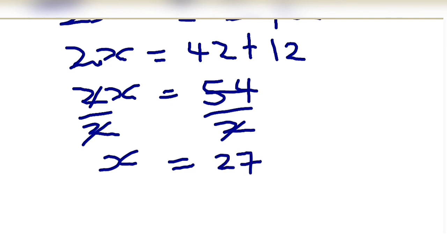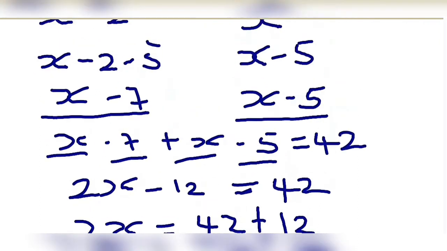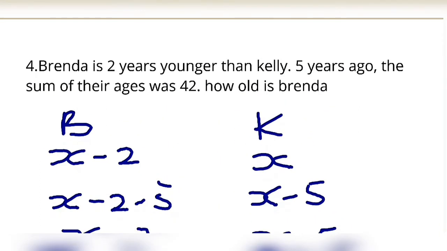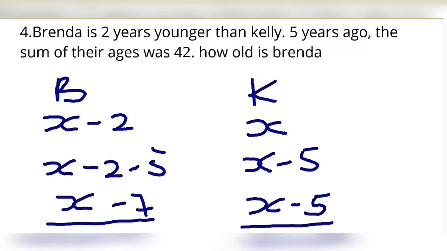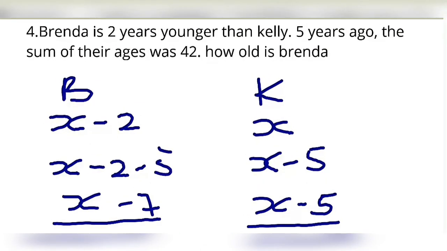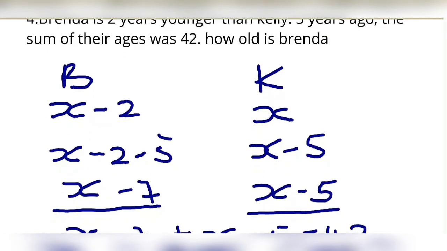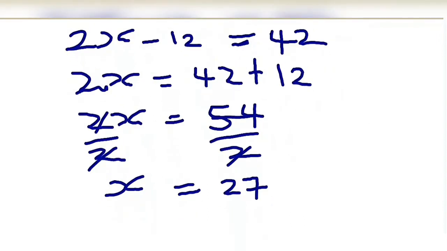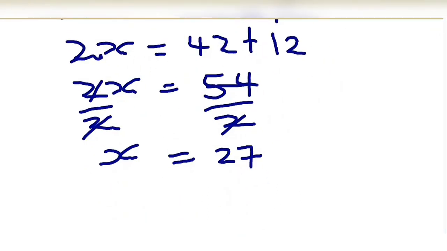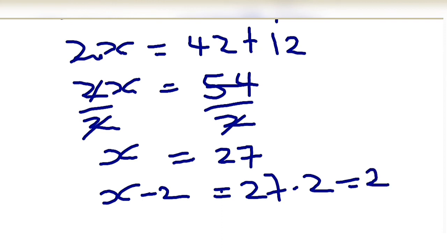Let me take you back to the question. The question is saying that Brenda is 2 years younger than Kelly. 5 years ago the sum of their ages was 42. So how old is Brenda? So they want the current age, and remember the current age for Brenda is x minus 2. That will now give us x minus 2, which is 27 minus 2, which is 25. So Brenda is 25 years old.